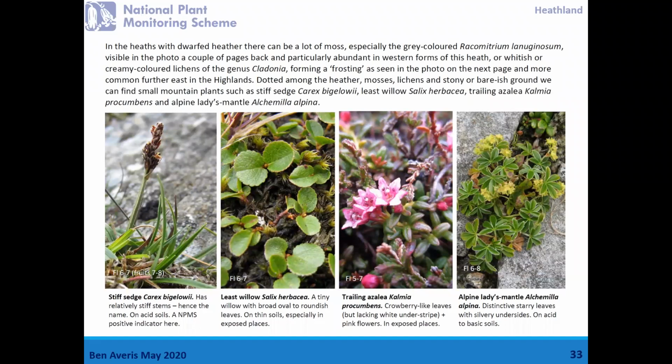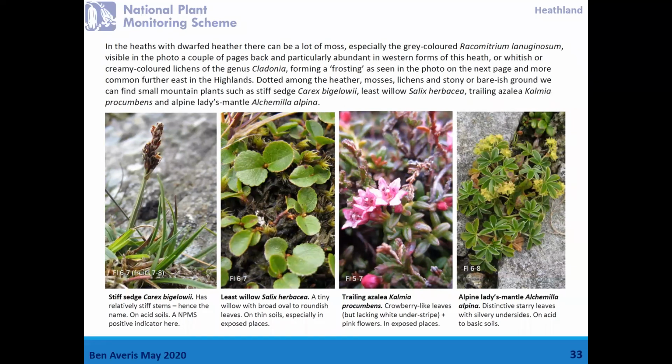The same is true of the least willow, Salix herbacea, a tiny little willow with rather round leaves, about the same size as the leaves of the bilberry, but on the whole a bit more rounded and with quite distinct teeth, and a tendency for the left and right sides of the leaf to slightly fold up, forming a kind of valley in the middle. And it's got a slightly wrinkly texture to its upper leaf surface. That can grow in amongst exposed stones, little cracks in slabs of rock, and quite a range of habitats, even in snowbeds as well. Especially on those very wind-exposed heaths, growing amongst the low growths of the heather, we can find the Salix herbacea. Trailing azalea can grow in the same sort of places as well.